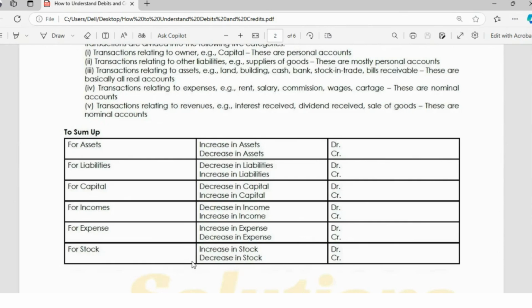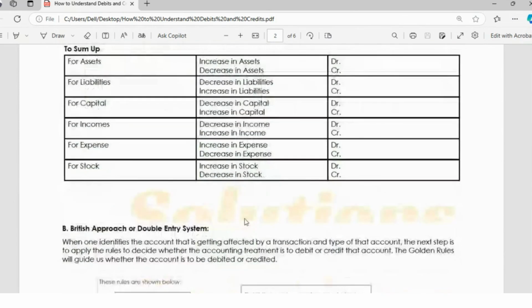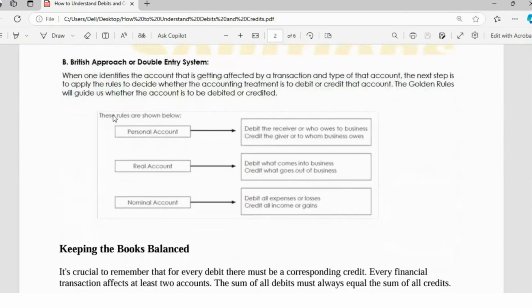Or if the stock got obsolete or there is a scrap in the stock, that you need to count as a decrease in the stock, then it will become a credit to the account. Okay, that's the American approach, how they follow it with respect to all the accounts. And let's look into this British approach.